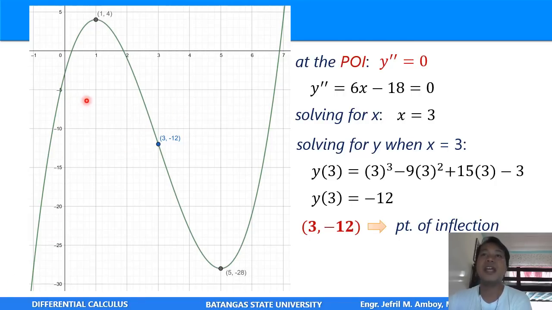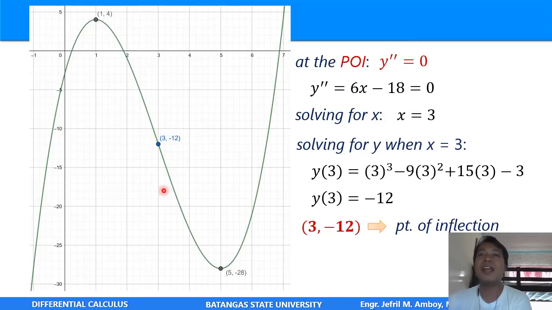Okay, so this is the actual graph, no? So, here, we have the maximum point, no? 1, 4. And here, we have 5, negative 28. Ito yung value ng x. Yun namang y, 25, 26, 27, 28. Ayun. 5, negative 28. And here, we have the point of inflection at 3, negative 12.